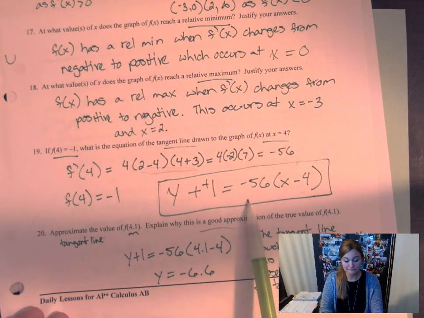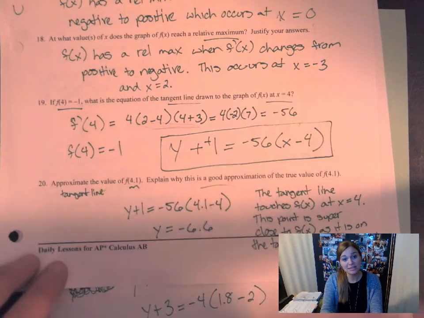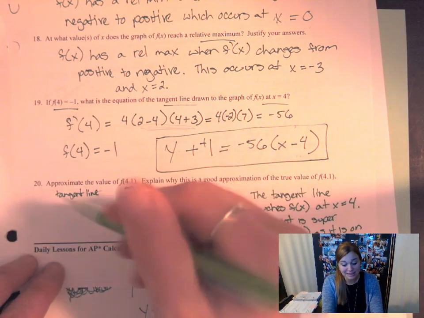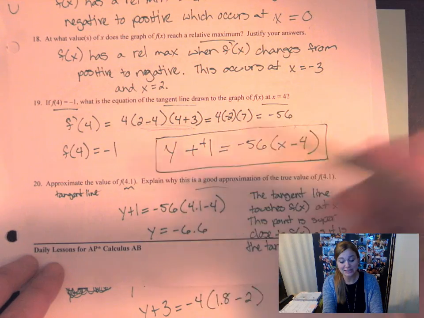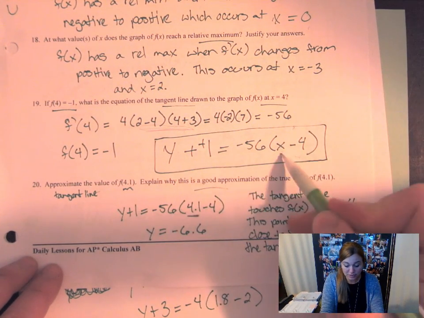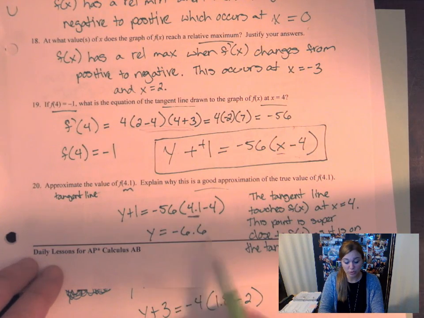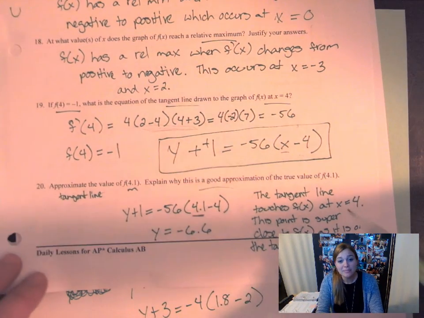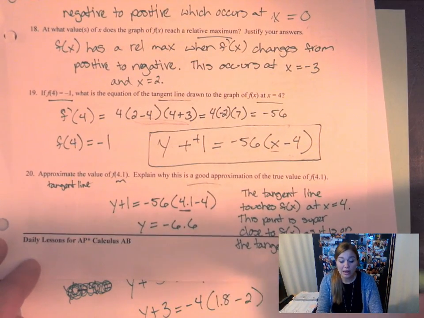That's where this is. If it says approximate the value at 4.1, this is a tangent line approximation. I just did the tangent line. That means my x value, I'm going to substitute in 4.1. And you might be asked later, is this an over or under approximation?